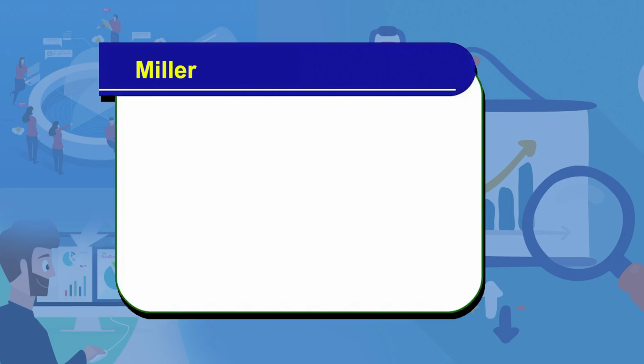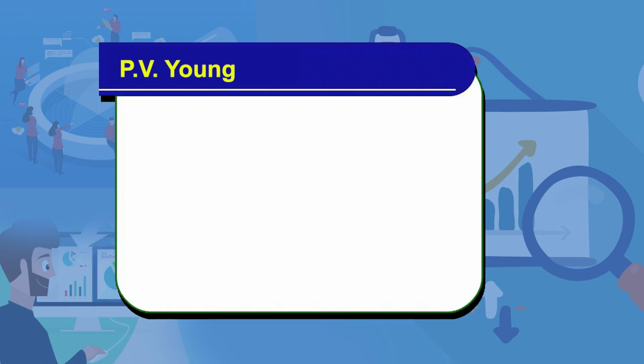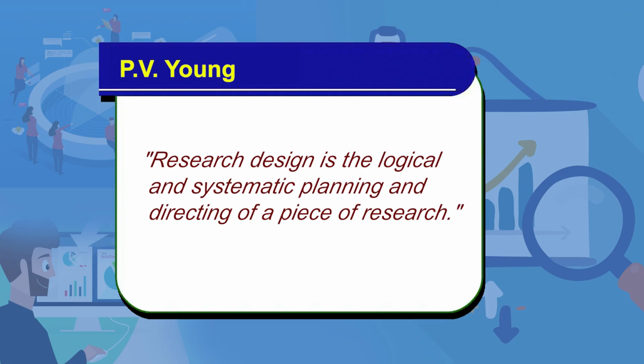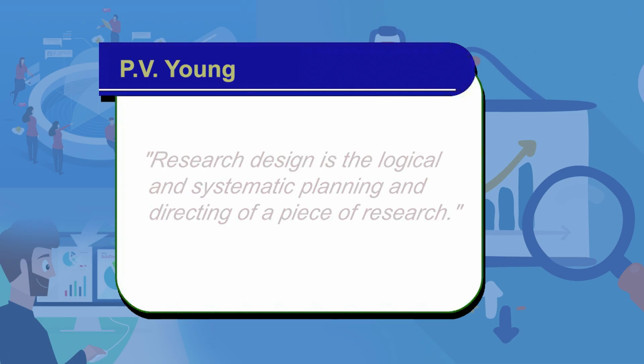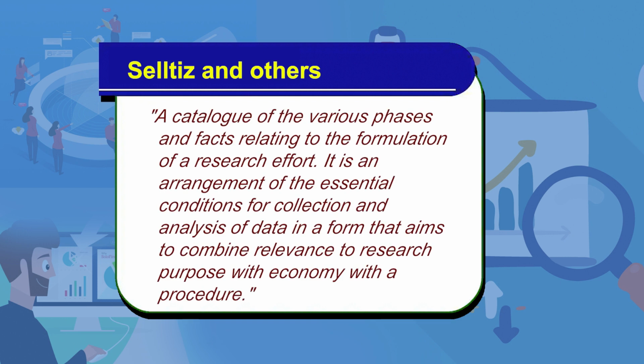According to Miller, research design is the planned sequence of the entire process involved in conducting a research study. According to P.V. Young, research design is a logical and systematic planning and directing of a piece of research. Selltiz and others define research design as a catalogue of the various phases and facets relating to the formulation of a research effort. It is an arrangement of the essential conditions for collection and analysis of data in a form that aims to combine relevance to research purpose with economy in procedure.